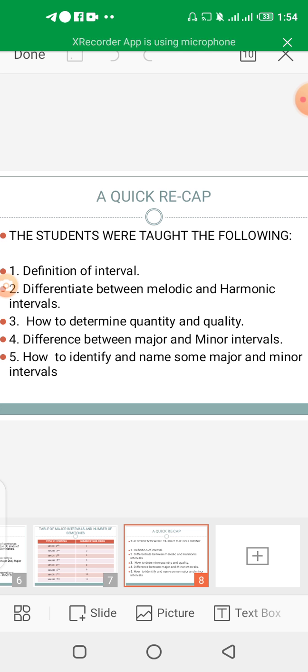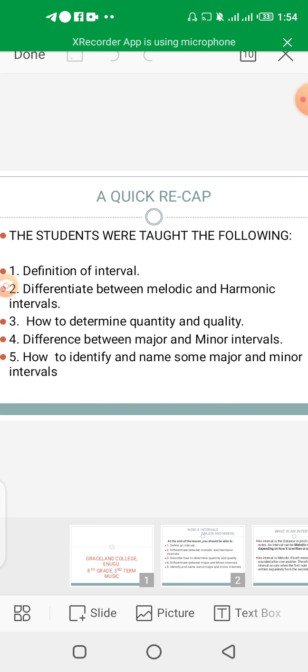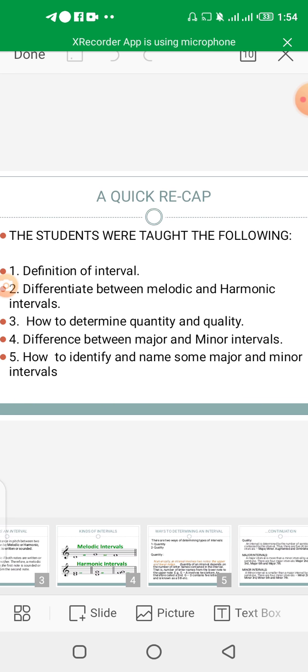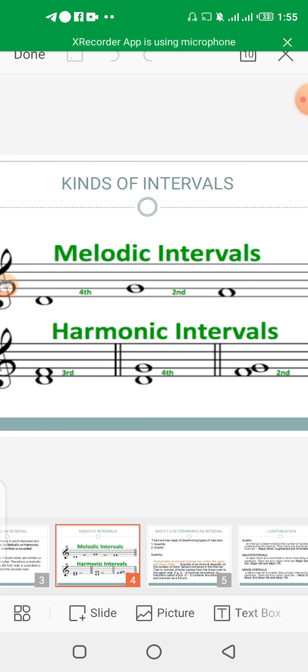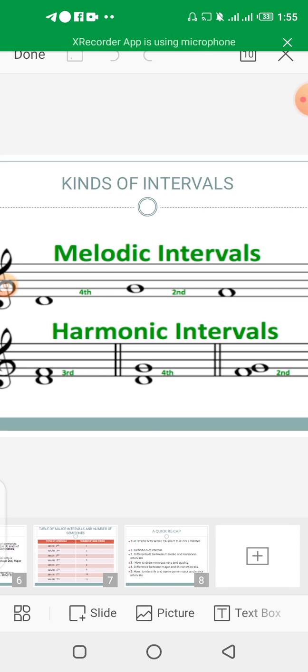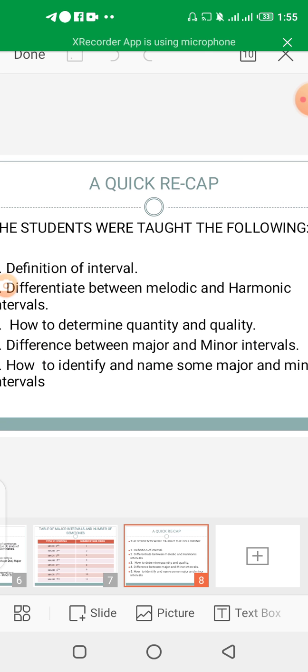Now, the difference between a melodic and a harmonic interval. We're told that melodic intervals are arranged in lines. If they are arranged in succession, do, re, mi, and so on, it is known as a melodic interval. But if they are arranged upwards in a block, they are known as harmonic intervals.